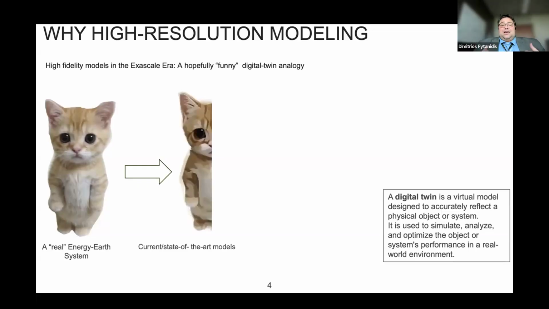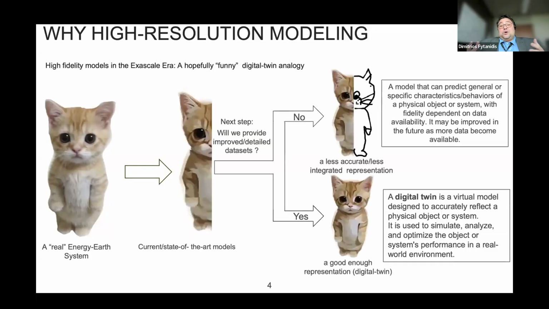Well, the state-of-the-art models can capture pretty much 50 to 60% of the processes, dynamics and behavior of this system. And now we have the choice whether we will provide improved and detailed data sets to build the actual digital twin. If we decide to go with what we have, we might start with a digital twin that looks a lot like the top figure on the right, where we have a model that can predict the general behavior, but for specific characteristics and behaviors of the physical system, the fidelity of the prediction might depend on the data availability.